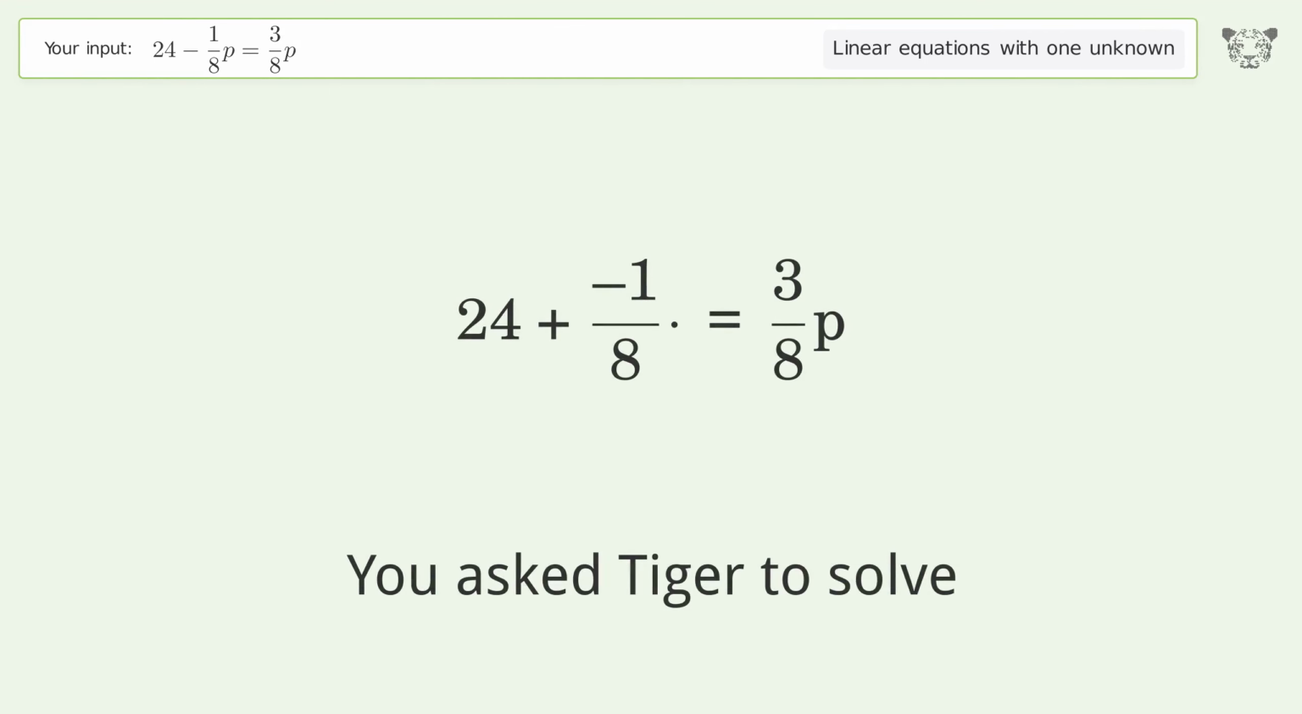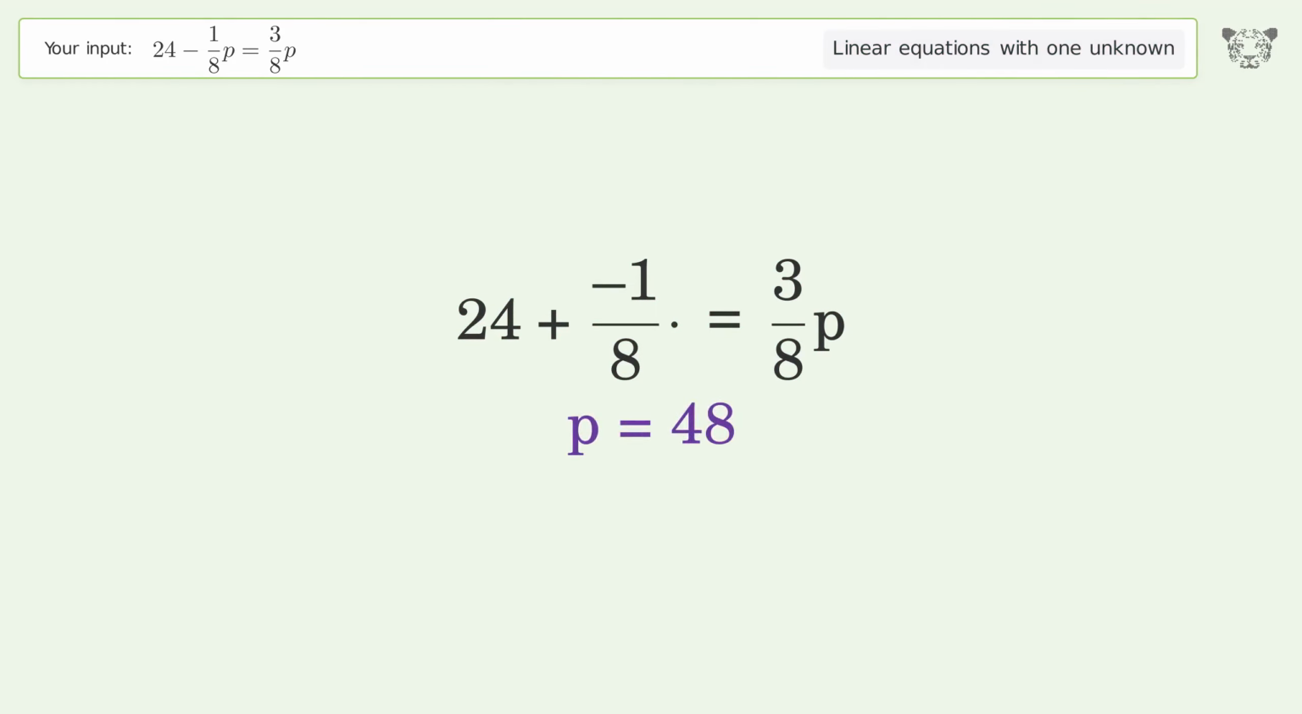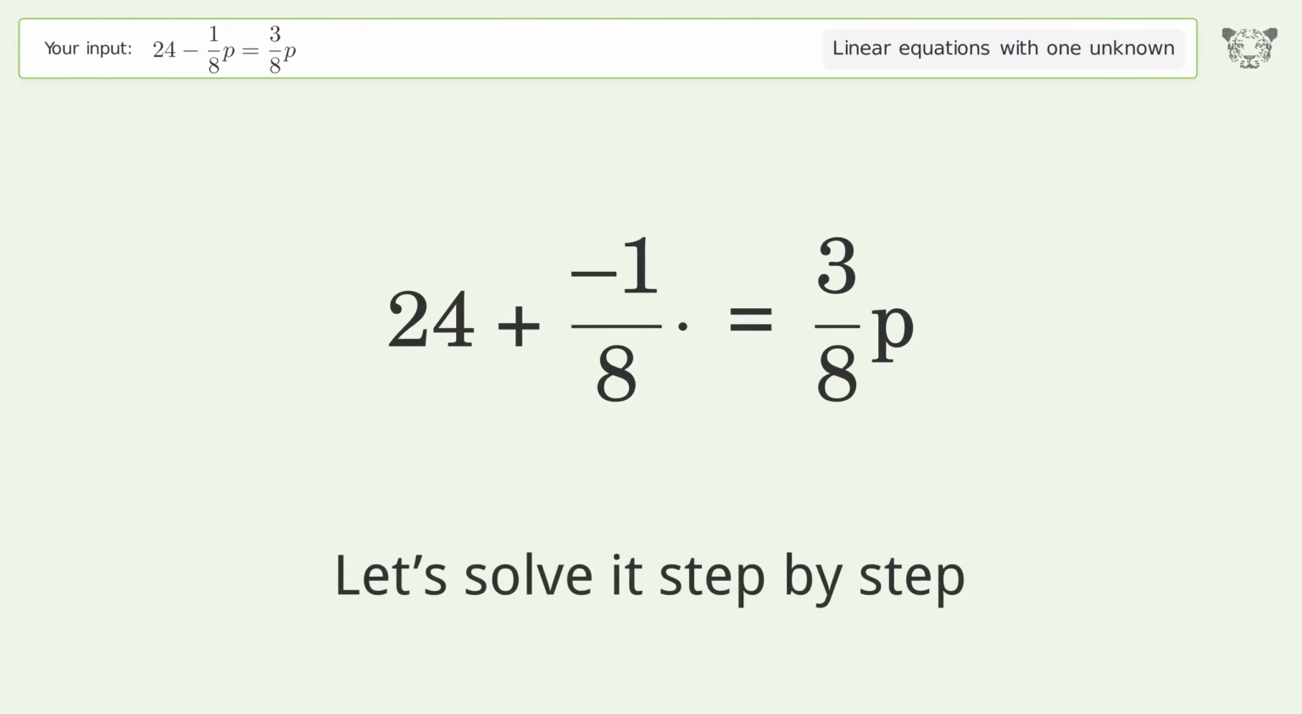You ask Tiger to solve. This deals with linear equations with one unknown. The final result is p equals 48. Let's solve it step by step.